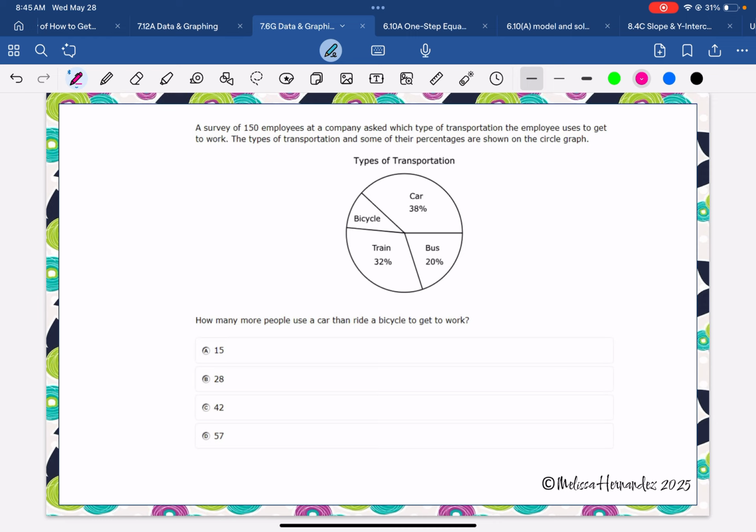Today's video, we're going to focus on solving problems from the data analysis section of the 7th grade STAAR test. It says a survey of 150 employees at a company are asked which type of transportation the employee uses to get to work. These types of transportation and some of their percentages are shown on the circle graph. What I want to remind you is that percentage is out of 100%. It says, how many more people use a car than ride a bicycle? If you notice, the bicycle percentage is not given to us.